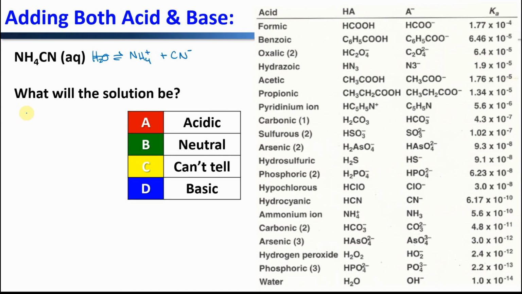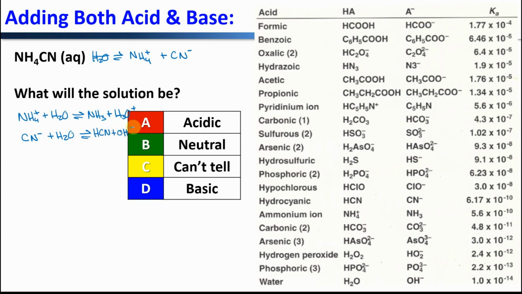So what are my options? I have NH4 plus with water. And again, the ammonium can only give up a hydrogen, so I'll end up with ammonia plus H3O plus. And then my other option is my cyanide, CN minus plus H2O. The only thing cyanide can do is accept a hydrogen, so I'll end up with HCN plus, now I've taken a hydrogen away, OH minus.